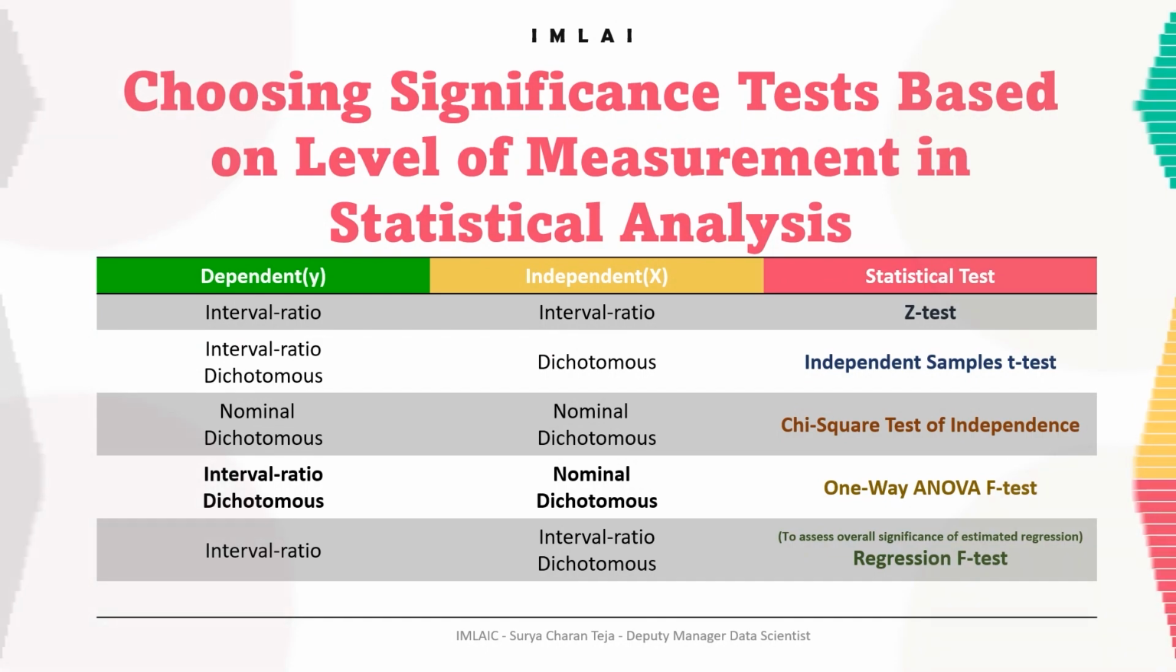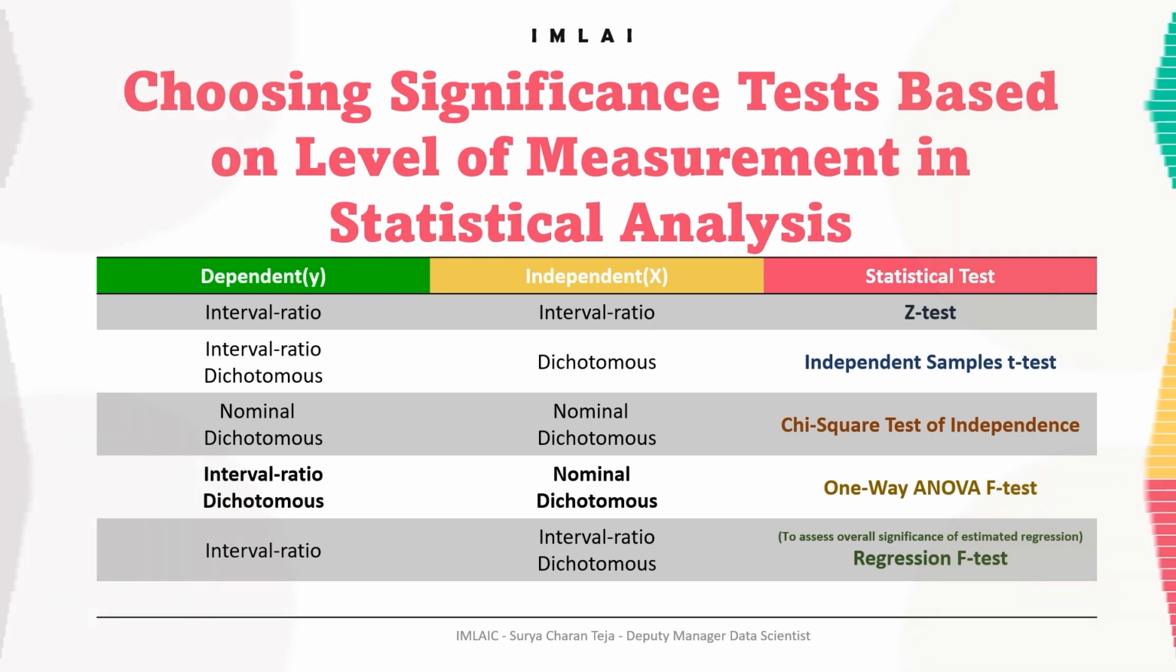So we are in step 4, which is feature engineering. In that we are doing feature selection. To do the feature selection, we have learned various statistical tests, which are z-test, t-test, chi-square test, one way ANOVA f-test, and regression f-test. Now let's put everything in one place.